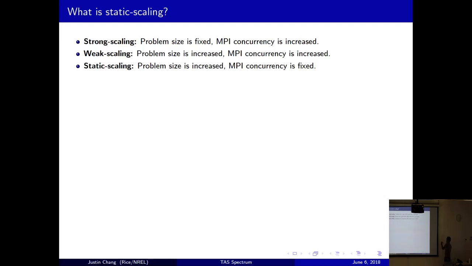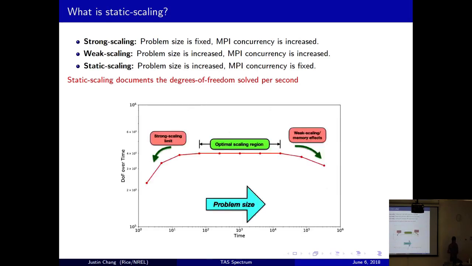Weak scaling, you increase both. Static scaling is kind of the reverse of strong scaling. You increase the problem size but you fix the concurrency, and you basically document the degrees of freedom solved per second. The objective of these kinds of plots is to find the optimal range of problem size for a given concurrency. So if you have a machine, you want to know roughly how many degrees of freedom you will get, order n scaling.